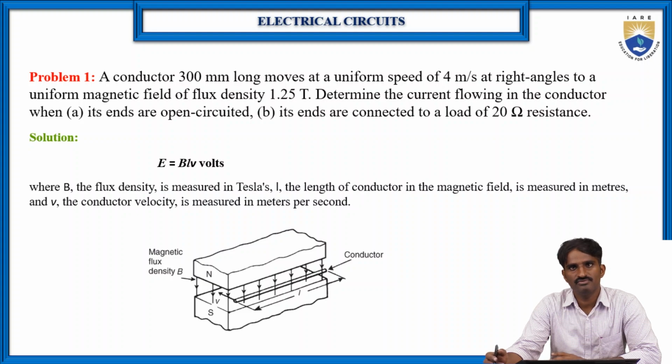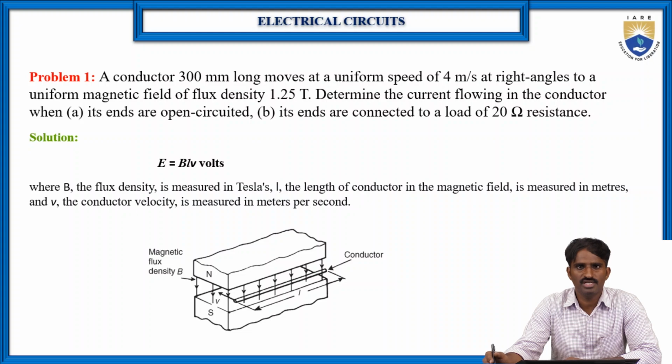Then in the second case, the ends are connected to a load of 20 ohms resistor, which means the circuit is now closed by connecting the load. So now we have to find the potential difference or the EMF across those two terminals, EMF meaning electromotive force, as well as the current flowing through that circuit, right?